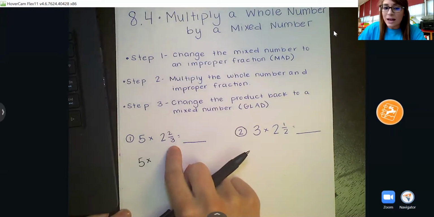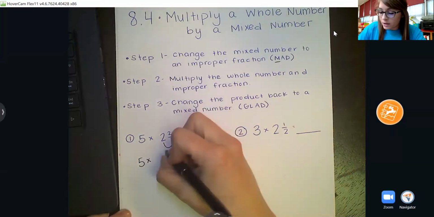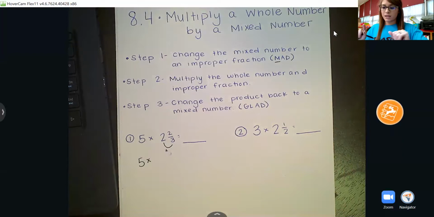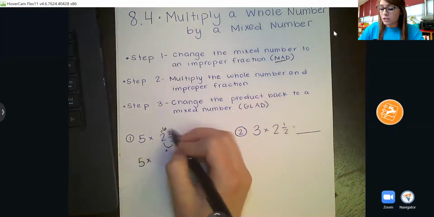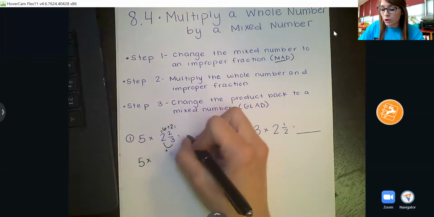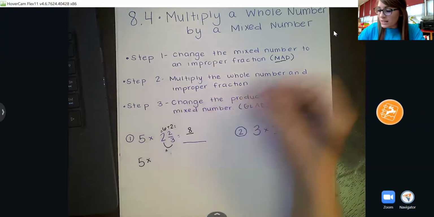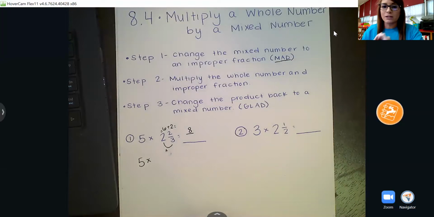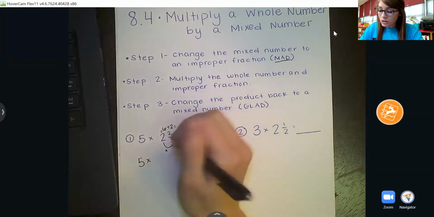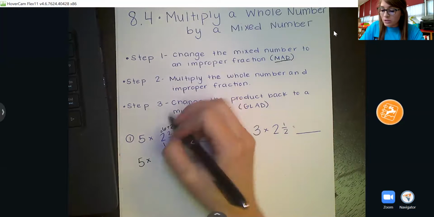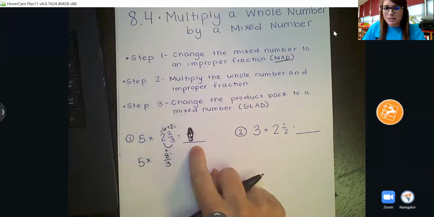So remember, to make it MAD, that M stands for multiply that whole number times the denominator. 3 times 2 is 6. Very good. That A stands for add the product to the numerator, and that becomes our new numerator. So 6 plus 2 is 8. Very good. And that D stands for denominator, because the denominator stays the same. So that 3 is going to go down here. So now we've got 2 and 2/3 equaling 8/3. I'm going to put that down here, not on my answer line to the whole problem, silly Miss Stevenson.